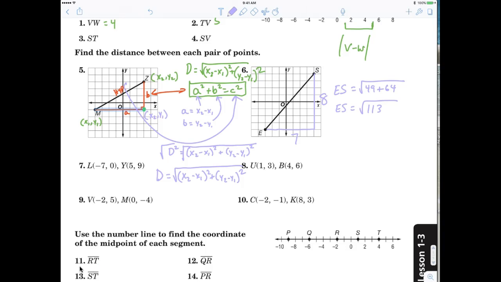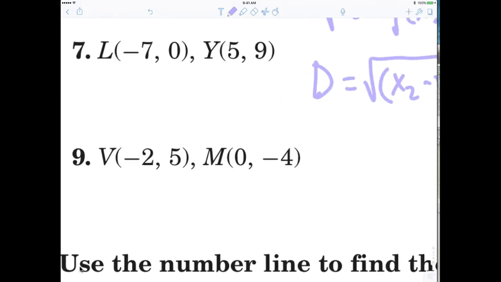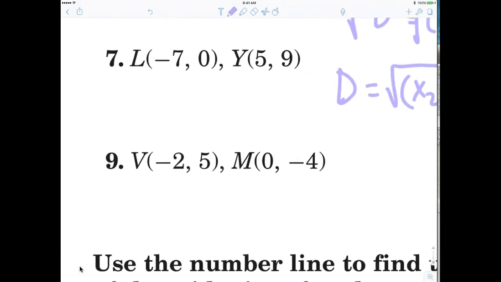It might be hard for me to reproduce it, but the person who figured that out is not the smartest guy in the world, right? We could sit down and figure that out, is what I'm trying to say. Now it's just the application. All we're doing now is finding the distance between 2 points. So, for example, number 7, here is how I want you to do it.